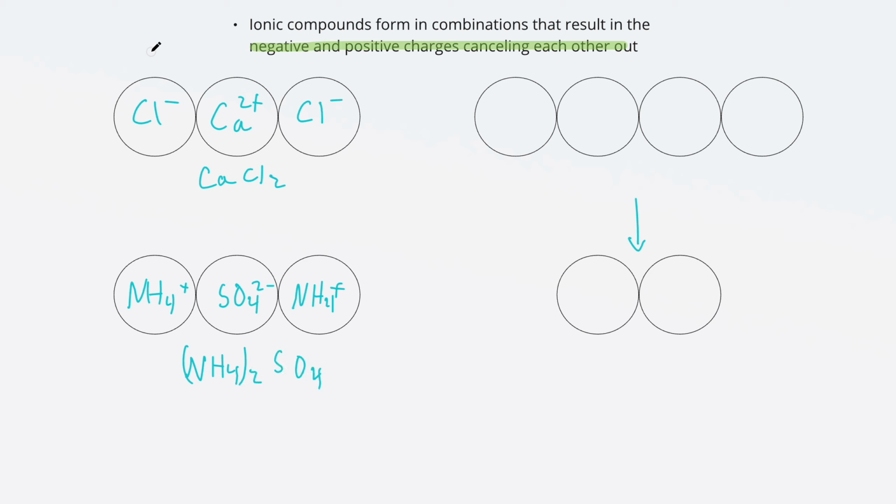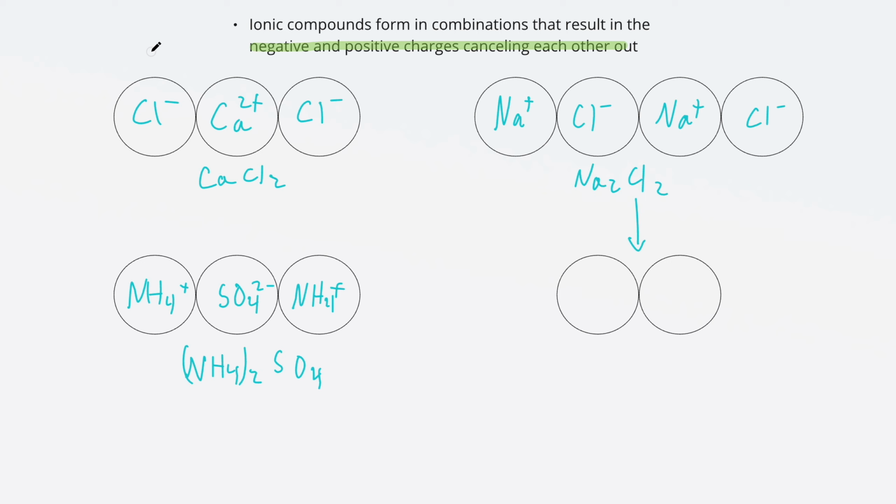And you want to make sure that these proportions are always in their lowest form. So if we look on the right here, let's see if we had something like Na plus, Cl minus, Na plus, Cl minus. So this would be Na2Cl2. But you can see that there's a common denominator that goes into the 2 for each of those.